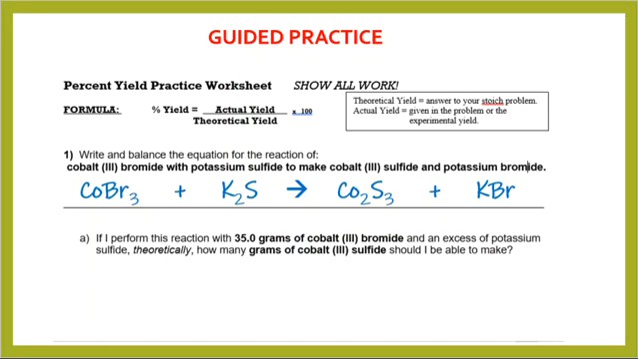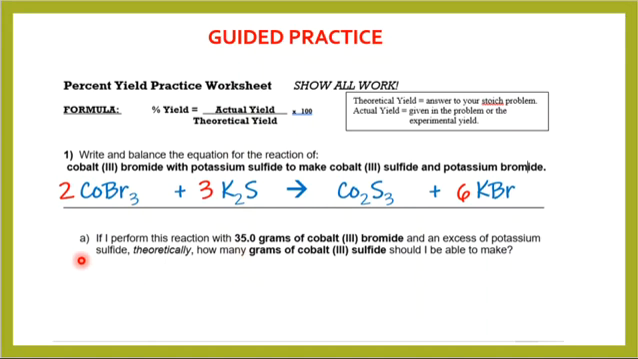Great, now take a moment to balance it. So hopefully you notice that you need a coefficient of 2 in front of the first reactant. So let's go ahead and place that there. And then to balance out the bromines, 2 times 3, that's 6. So we'll need a 6 here in front of the potassium bromide. And then finally, to balance out the potassium and the sulfur, we will also need another coefficient of 3. Now that we have a balanced equation, we can begin the problem.